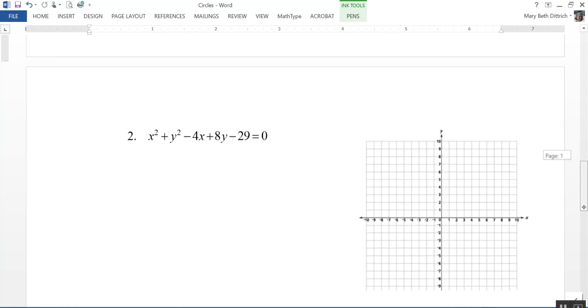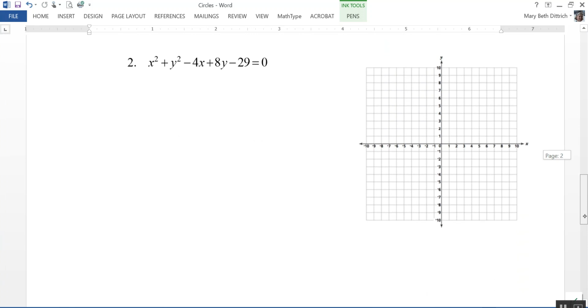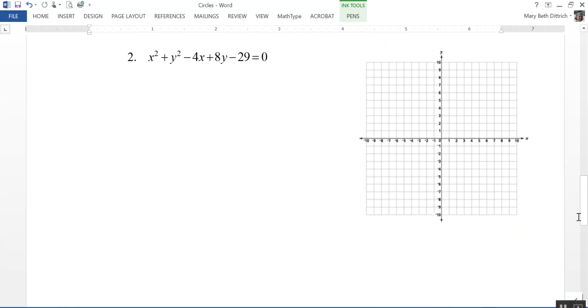And our last example has the equation of the circle written in general form. So I have x² + y² - 4x + 8y - 29 = 0. Just looking at that, I cannot identify h and k. I don't know what my center is. I don't know what my radius is. But I can rewrite this so that I can do that. So first thing I want to do is group together my x terms, x² - 4x, group together my y terms, y² + 8y, and then move my constant term to the other side of the equal sign.